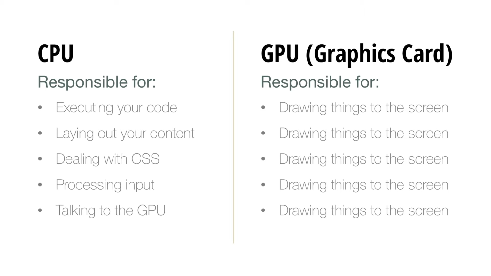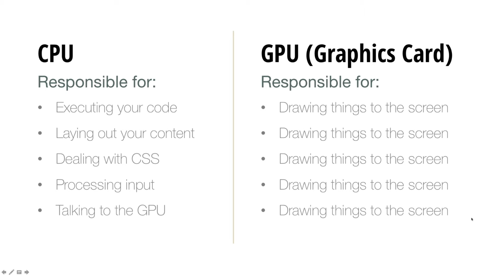One is the CPU. That is the primary unit that your computer or your devices have for handling a lot of things your browser does, such as executing your code, dealing with layout, all the CSS styles you have, processing input, and talking to our next colleague here, the GPU. The GPU, or what most of us have been calling it for many years, the graphics card, primarily does one thing and one thing really well and really fast, that is drawing things to the screen. And everything else it does are really not that interesting, at least not for the purposes of this video and what we're trying to learn.